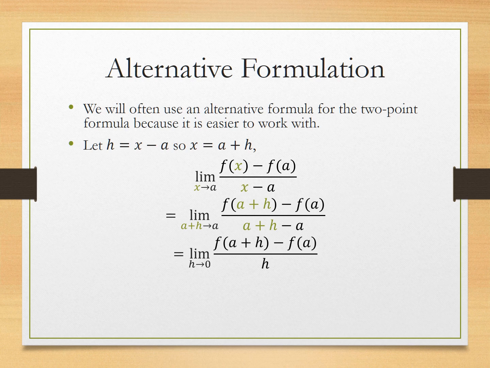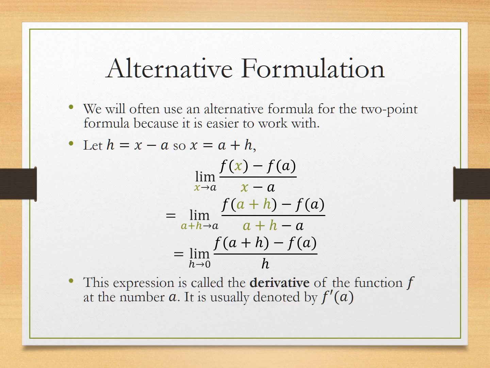You get this formula. The limit as h approaches 0 of f(a plus h) minus f(a) divided by h. This formula you see a lot in calculus textbooks. It comes from the limit of the two-point formula. So they're representing the same thing, it's just a switch of variables.